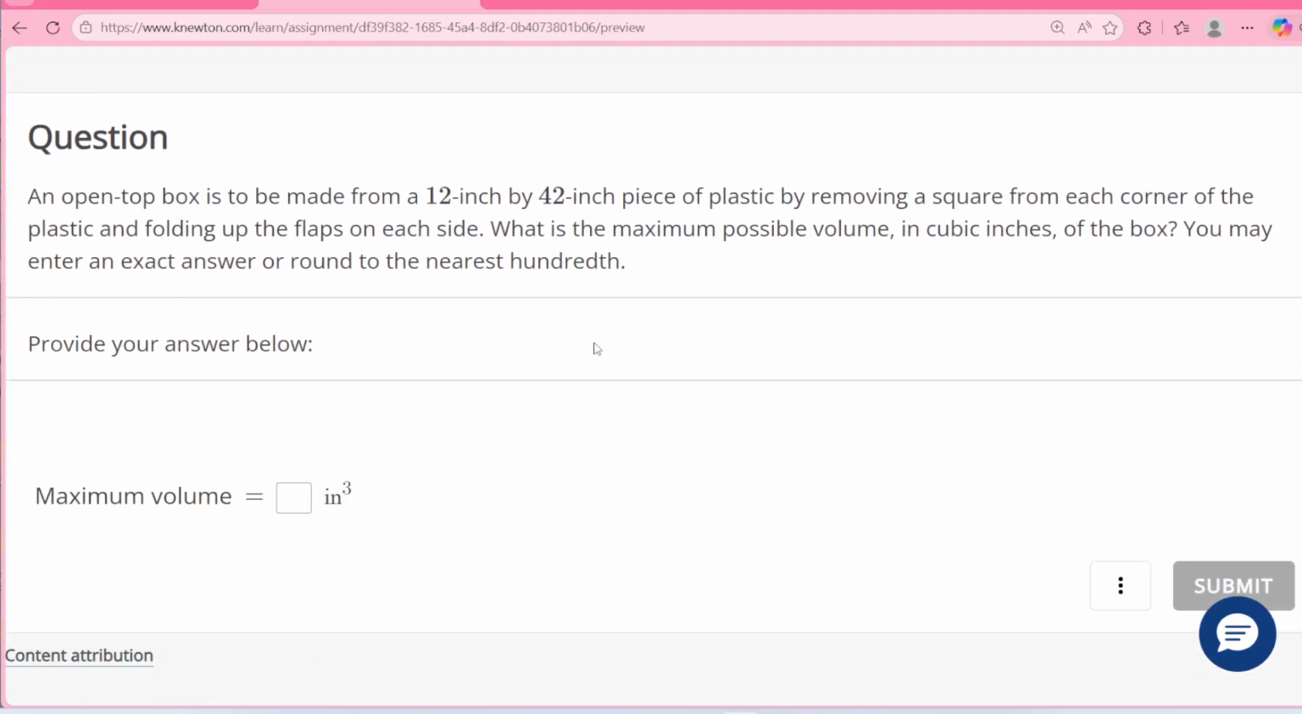All right, so another area volume thing. Okay, so this one's asking for maximum volume. All right, so I did a problem like this earlier where it was a piece of plastic, you're cutting squares from each corner. I think that was a 12 by 36 inch piece or a 12 by 30. So this is 12 by 42, open top box. What's the maximum possible volume?